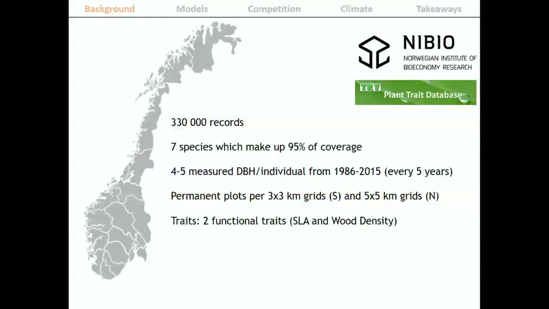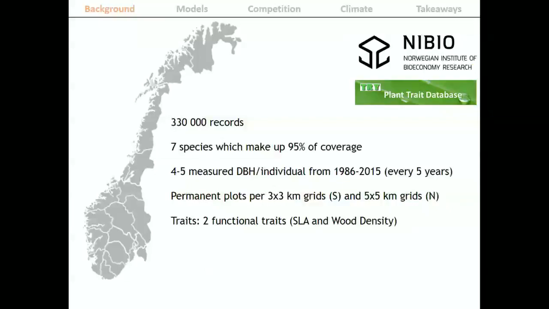It's this fantastic 30-year forest inventory that has, after pruning for some more managed environments, 330,000 records of 4 to 5 measured diameter at breast height for each focal individual from 1986 to 2015. This is in permanent plots that are spread in a 3 by 3 kilometer grid in the south and a 5 by 5 kilometer grid in the north across the entirety of Norway. And for this particular work, we focused on 7 species, which make up approximately 95% of the coverage across Norway. So it's a very low diversity system as well.